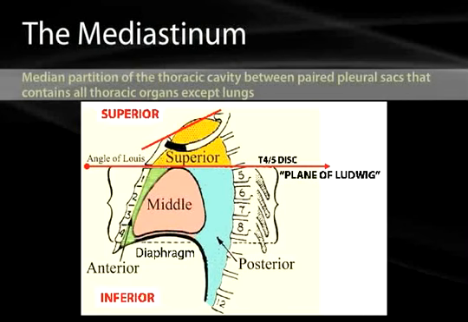When we look at the mediastinal components, it's a good reminder to get an idea of where all of these things are. You have the angle of Louis and the plane of Ludwig, which will come across at the T4-T5 disc. Above that there's the superior mediastinum, and below that there's the inferior, which is divided up into the anterior, middle, and posterior.